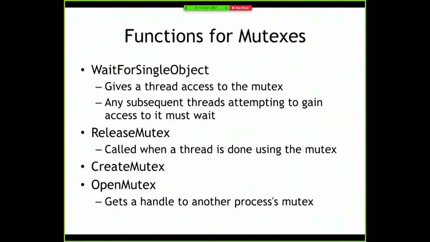So you can wait for a single object. This will give a thread access to the mutex. This is one thing: since the mutex is shared by multiple threads, you have to lock it. You have to wait for your turn and say, nobody else can use it while I'm using it.